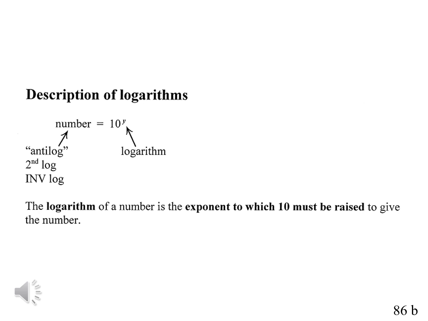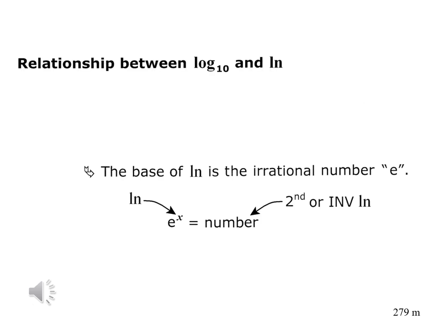And if you had college algebra, you've already probably seen this. But remember what we said before: a base 10 logarithm is actually the exponent that you have to raise 10 to in order to get a number. And the number itself is called the anti-log, which is usually second log or inverse log on a calculator. The difference between base 10 logs and natural logs is that natural logs have a different base.